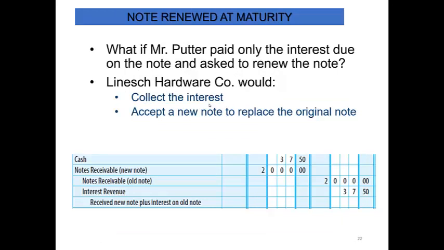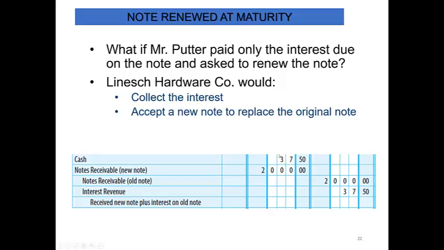What if Putter paid only the interest due and asked to renew the note? So this sometimes occurs when the maker cannot pay the note in full. Sometimes they'll give us just the interest, or maybe the interest and a little bit of the principal. So in this case, Lanesh only collected the interest from Putter, and then he is going to renew the note to replace the original note.